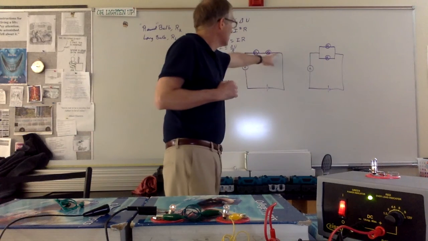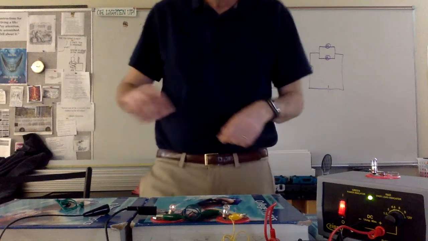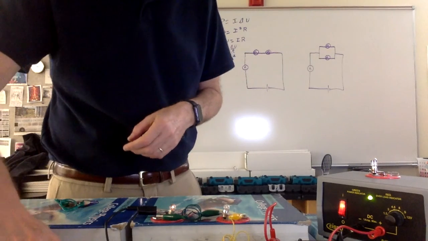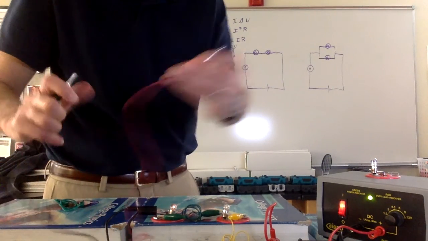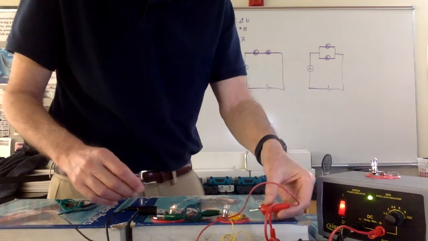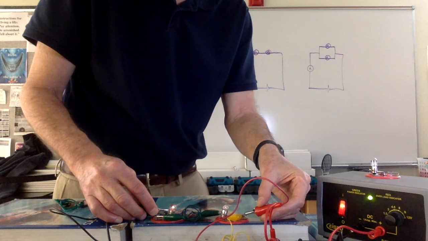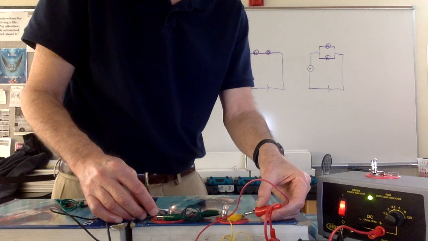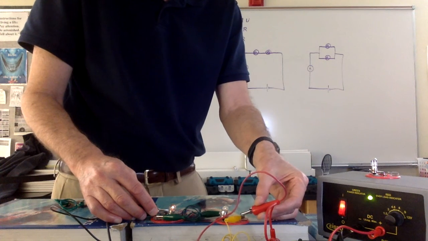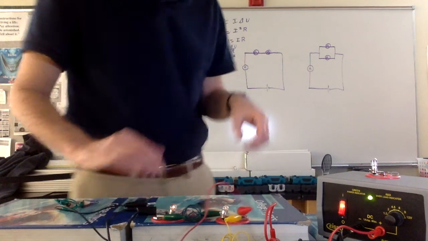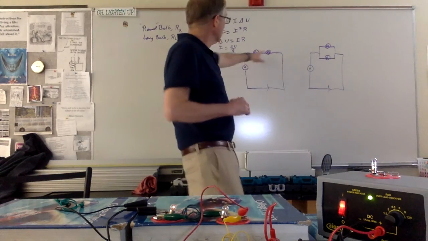So I'm going to measure the voltage from this side to that side. It looks like these things are not identical, but they're pretty close though. So from one side to the other, the voltage is 1.44 for the entire thing, 1.44 from that side to that side.